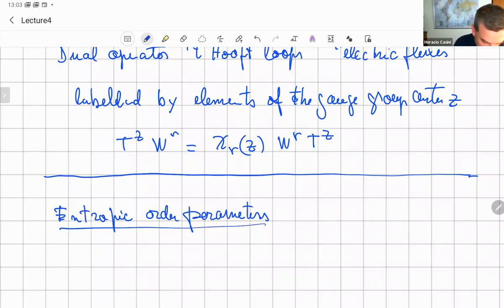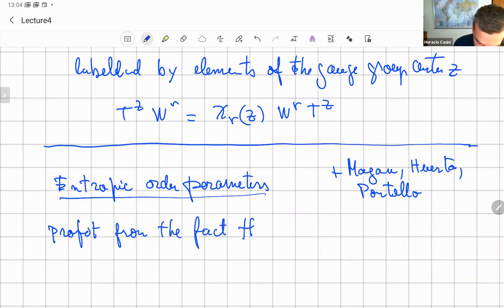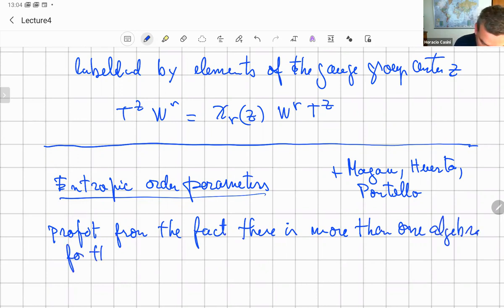Okay. So this is based mainly on two works in the last year and this year with Javier Magán, Marina Huerta, and Diego Pontello. The idea is to profit from the fact that there is more than one algebra for the same region. In these theories with symmetries, there is the possibility of choosing different algebras for the same region, which is not the usual case.